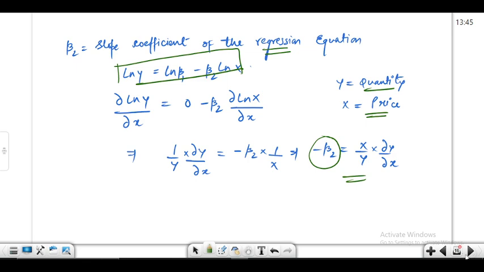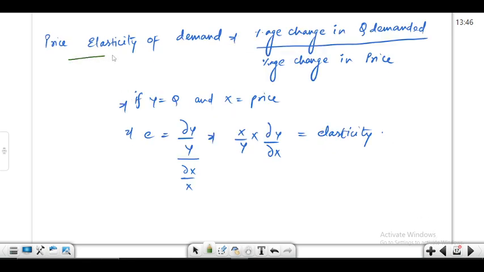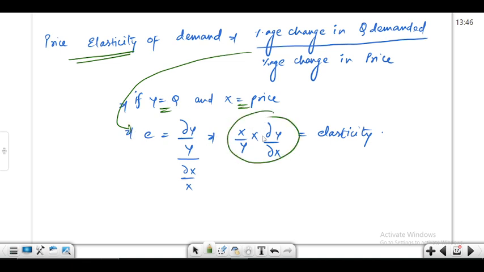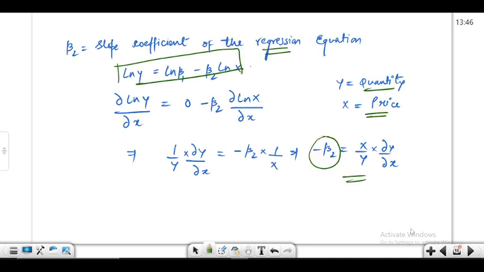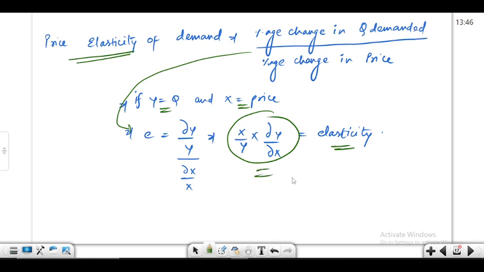We have learnt about elasticity, or price elasticity of demand, for this given equation that we are working on. It is basically the percentage change in quantity demanded upon percentage change in price. So if y is your quantity and x is your price, and I use this formula, I get elasticity is equal to x upon y del y upon del x. So if I go back and compare, this formula is the same as this formula. It means that my beta 2 is actually representing the elasticity.